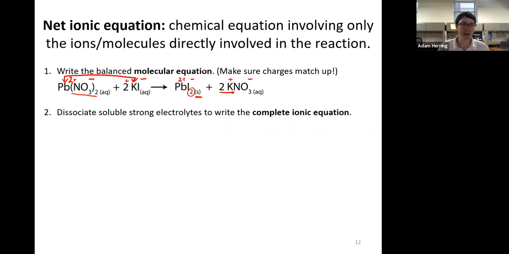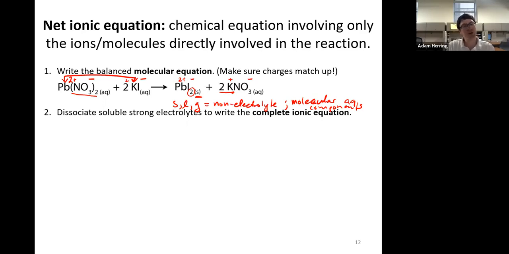So anything that is a solid, liquid, or gas is a non-electrolyte and does not dissociate. Also, we can have some aqueous components that are also non-electrolytes. If we have molecular aqueous components, those are also going to be non-electrolytes. That would include something like sugar or molecular iodine.